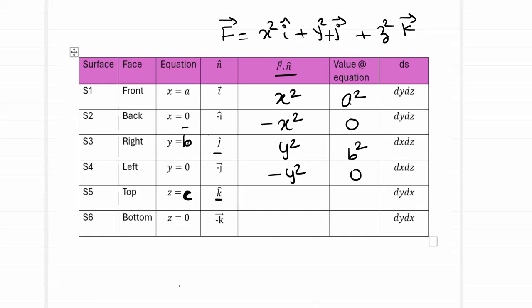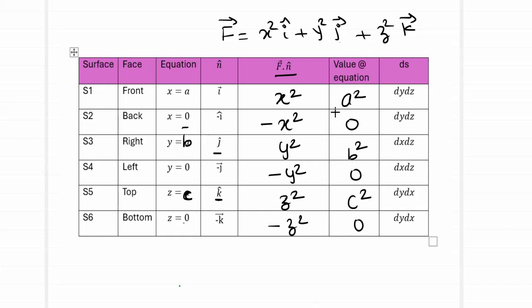K dot i is 0, K dot j is 0. What is K dot k? K dot k is 1. So you will have this to be equal to positive z square. Now at the point z equal to c, this value will take the value c square. And minus k times k, you will have minus z square. When I substitute z equal to 0, you will have the value as 0.